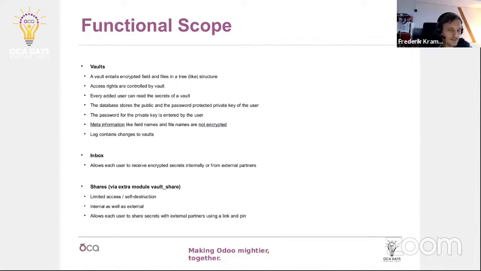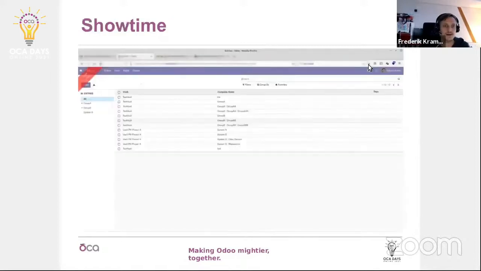For that, we wanted to implement a kind of self-destruction. So we allow a password to stay around for a certain period of time, and we allow a password for a certain number of accesses. After that, it will be self-destructed and not be accessible by external partners. Shares can work internally as well as externally, and allow each user to share secrets with external partners using a link and a pin. How that works, I'm going to show you now.